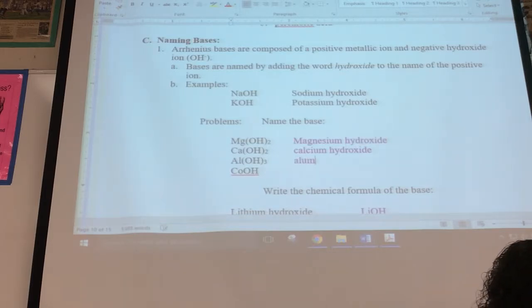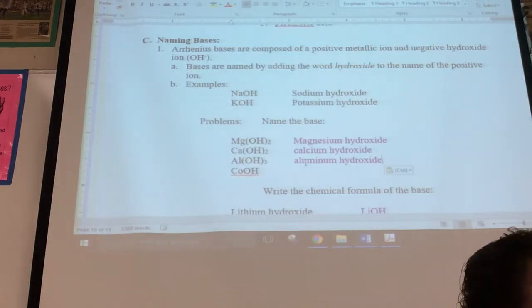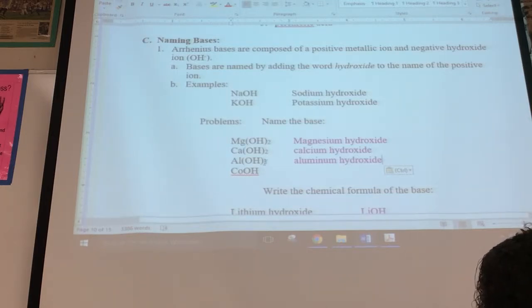Aluminum. Would it be tetroxide or hydroxide? Hydroxide. Okay, sorry, I just saw the 3, so I thought maybe it would. Right, no, don't do that. The 3 came from the charge on the aluminum ion.